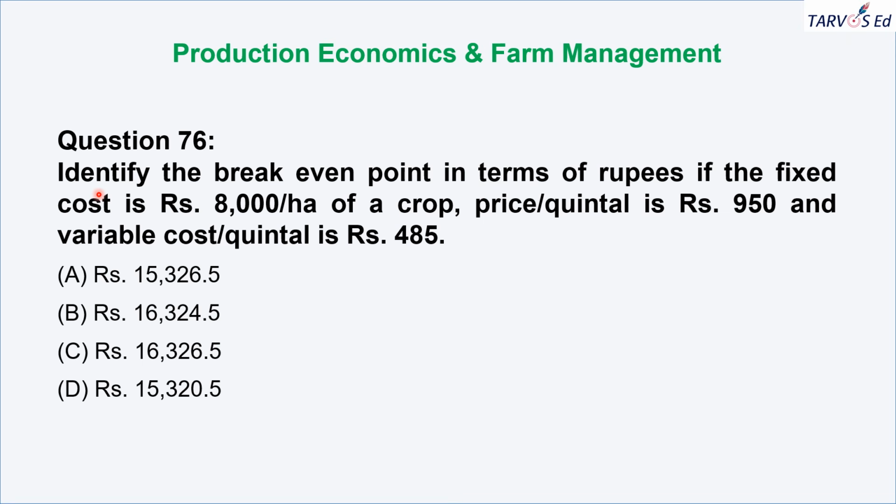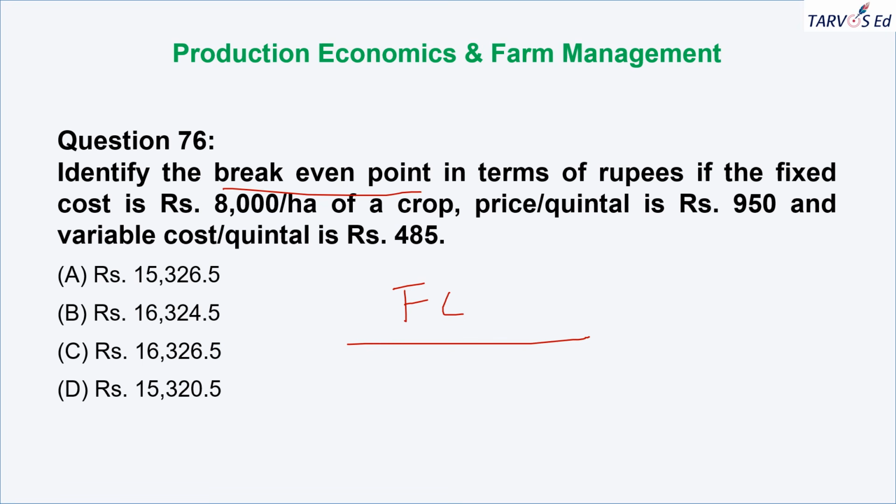The question is that we have to find the break-even point. We have to identify the break-even point in terms of rupees. If the fixed cost is rupees 8,000 per hectare of a crop, price per quintal is rupees 950 and variable cost per quintal is rupees 485. So they have given the fixed cost, the selling price and the variable cost.